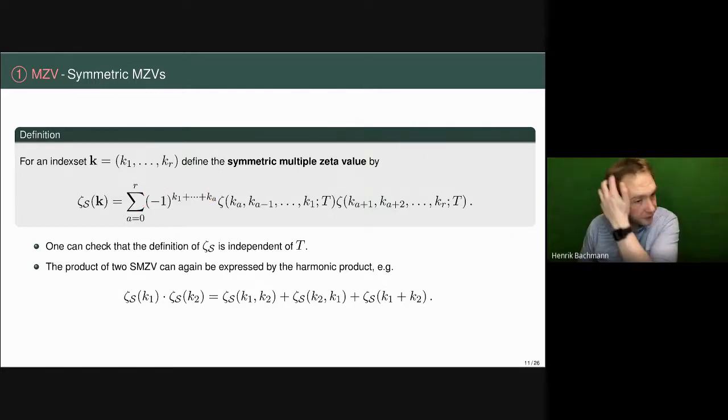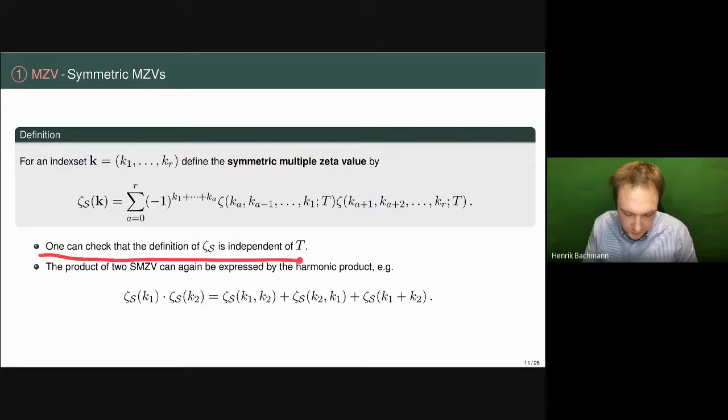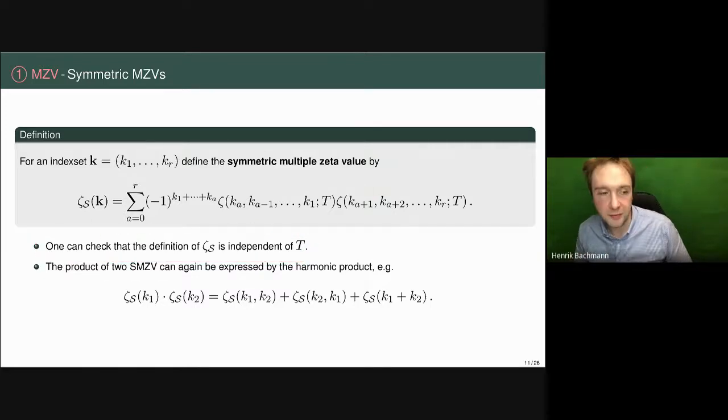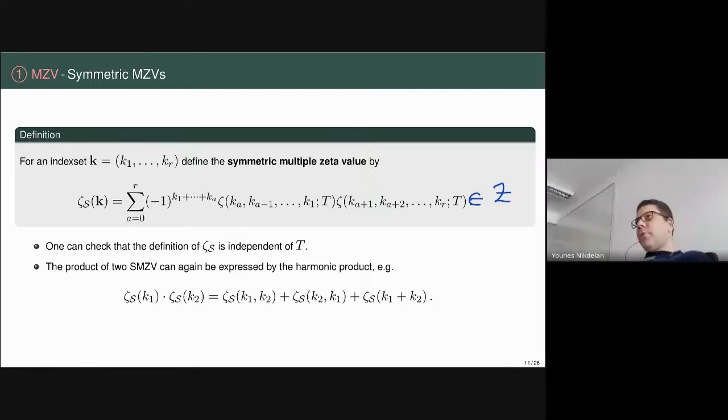Yeah, and one can show that this definition, I mean, these are now polynomials in T, because it could be that these ka and ka+1 are 1. And then I would need to take the regularized multiple zeta value. But one can show that all these non-convergent parts cancel out, and this is actually a multiple zeta value. In the summation, a should start from 1?